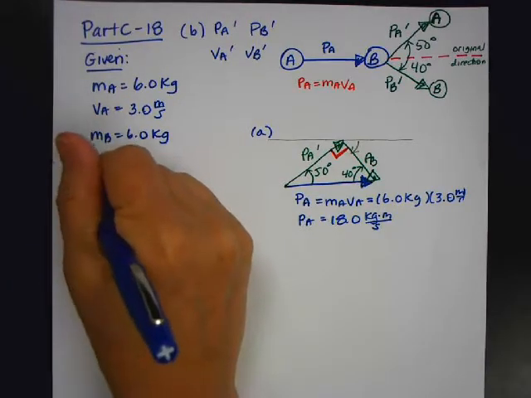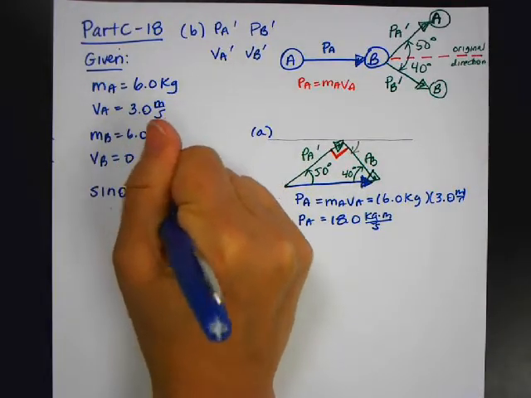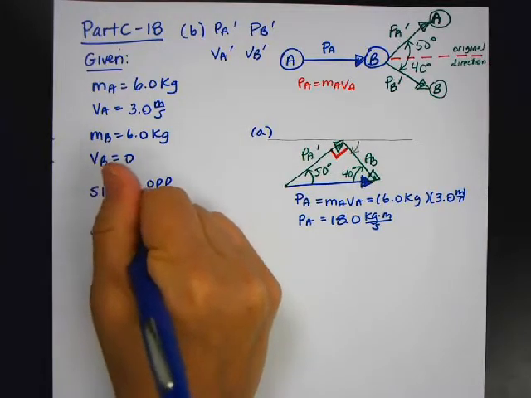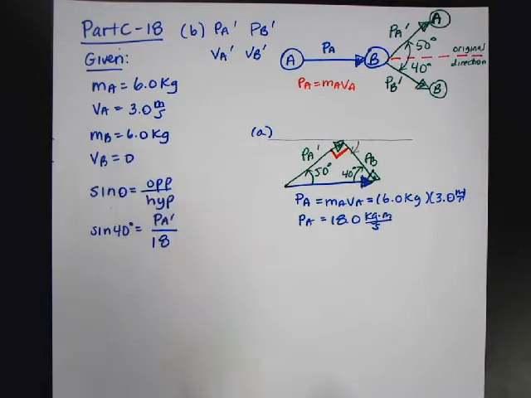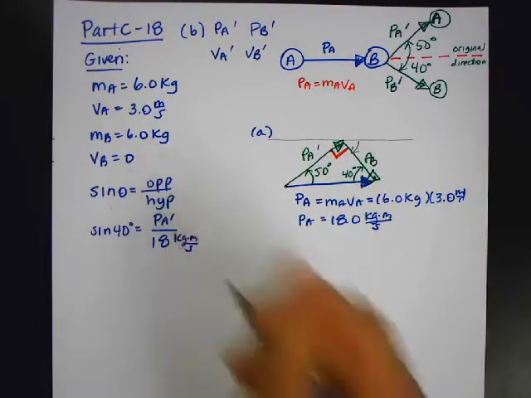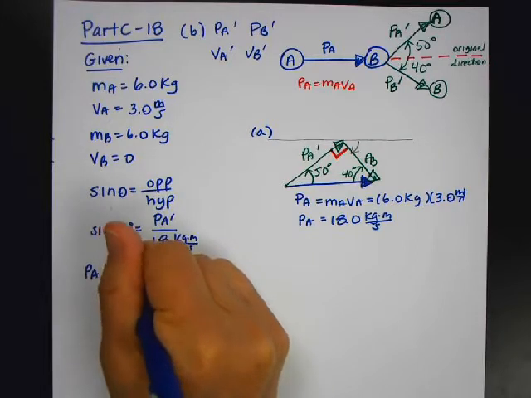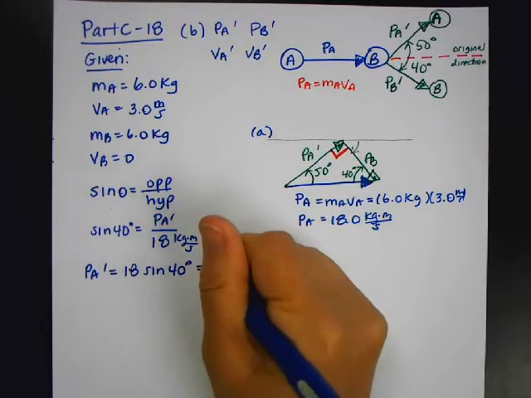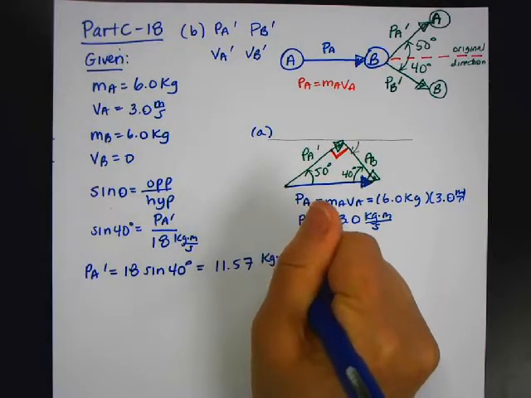So I'm going to write sine of theta is opposite over hypotenuse. So pick a side. So I'll say sine of 40 is equal to opposite PA prime over the hypotenuse, which is 18. So PA prime is equal to 18 sine of 40. And when I put that in my calculator, it comes out to be 11.57 kilogram meters per second.